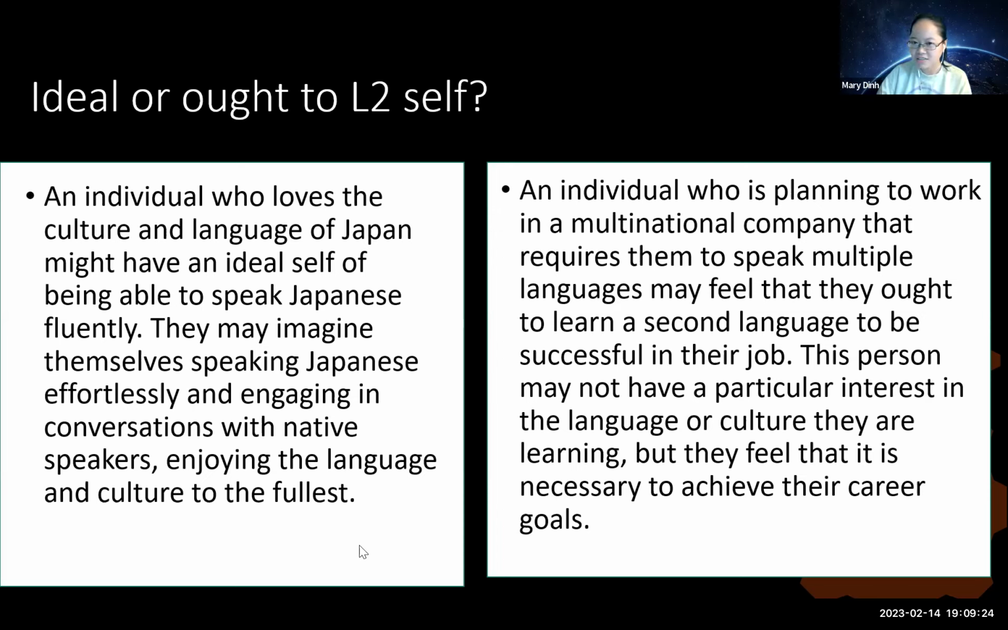How about the second case? Jingkao, what do you think? Yeah, I think they need to learn the second language because they are supposed to, they feel they are required to learn the second language. Exactly. So it's more like career goals that make it the ought-to second language self.